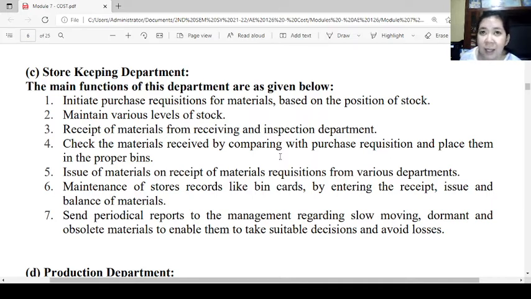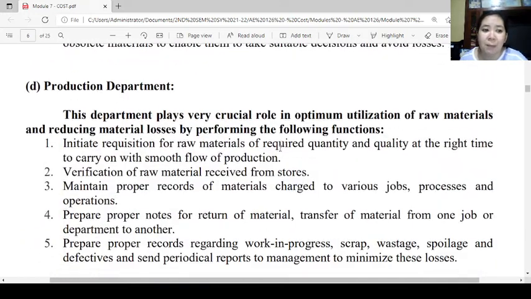So this is like an inventory stock card that will identify how much was received, how much was issued, and the balance. So they will enter the receipt, issue, and balance of materials. Number 7, they will send periodical reports to the management regarding the slow-moving, dormant, and obsolete materials to enable them to make suitable decisions and avoid losses. So this is the function of our storekeeping department.